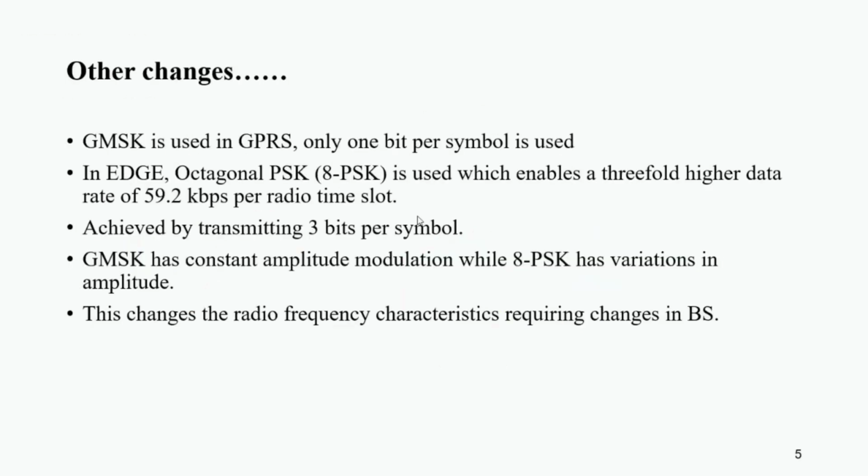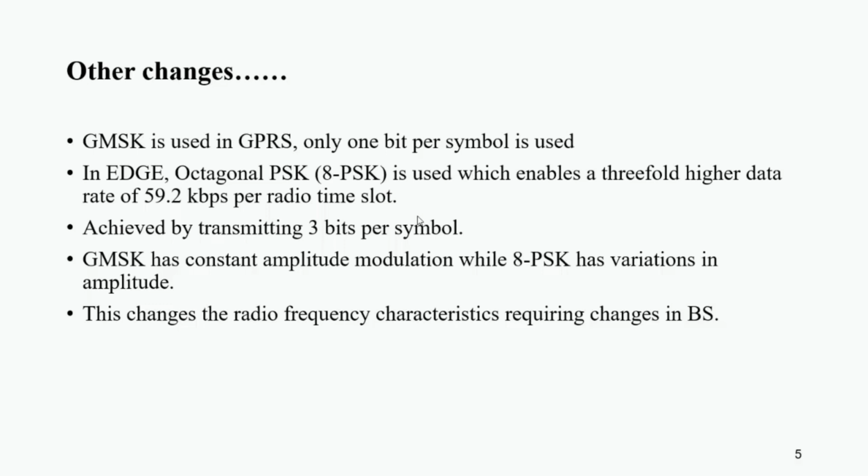Some other changes that are done for EDGE in GPRS. One important change is the modulation scheme. As we know, the modulation scheme in GPRS is Gaussian minimum shift keying, which is also known as GMSK. Whereas in EDGE we use octagonal phase shift keying, also known as 8PSK, due to which we have more hardware and software for EDGE. In GPRS, one modulation symbol represents only 1 bit, whereas in EDGE, one modulation symbol is represented with 3 bits, so that is why we achieve approximately 3 times higher data rate in EDGE as compared to GPRS.